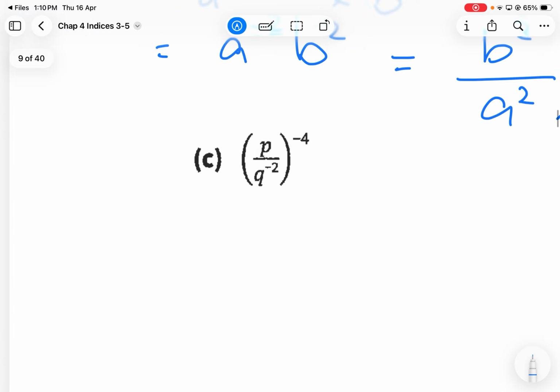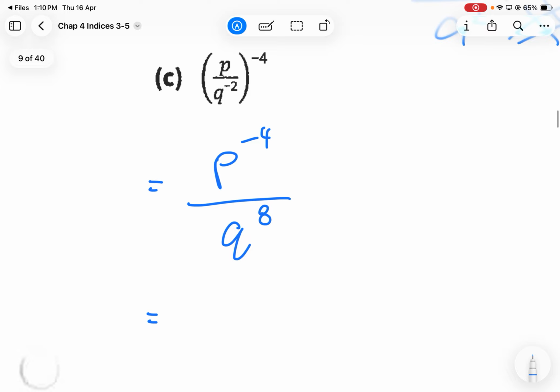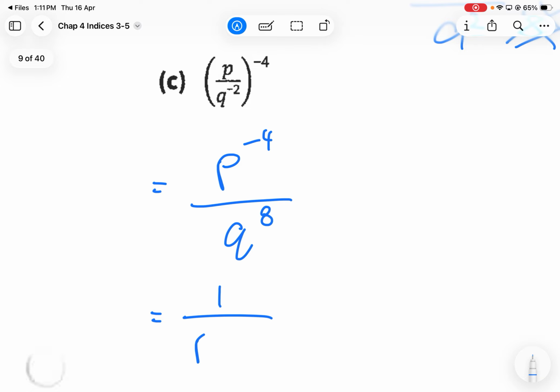Okay, C. I have this fraction. Inside got P, inside got Q. I have negative 4. My negative 4 must be given to P, and my negative 4 must be given to Q. I will have P power negative 4 and Q power positive 8. My Q has already positive power, so I don't need it to move. I only need to move my P. So I will move P to the bottom and leave a 1 on top, like that.